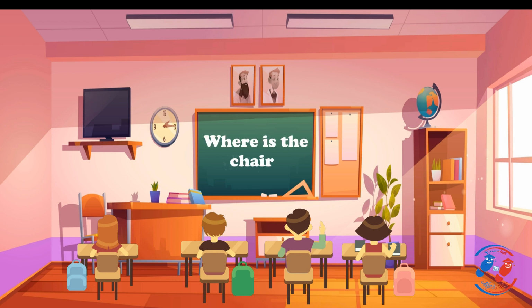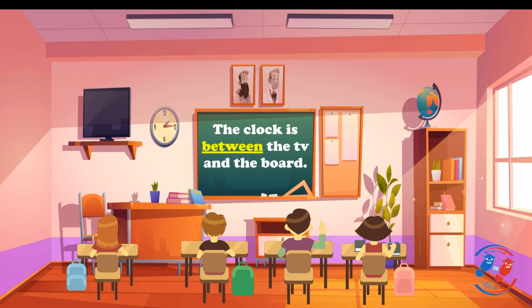Where is the chair? The chair is behind the desk. Where is the clock? The clock is between the TV and the board.